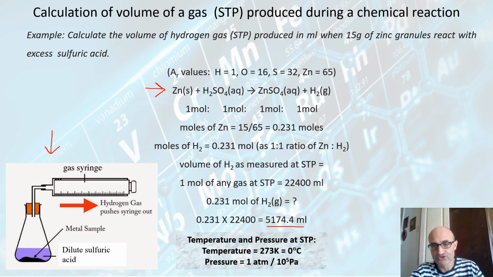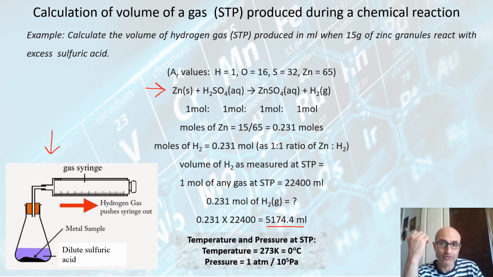Typically, gas syringes would have a volume of no more than 100 mils. So if you're going to use such a setup, you'd either have to use a larger gas syringe, but even so, your volume of acid, your concentration of acid, and your amount of metal sample must be far smaller than what we have indicated in the test question.